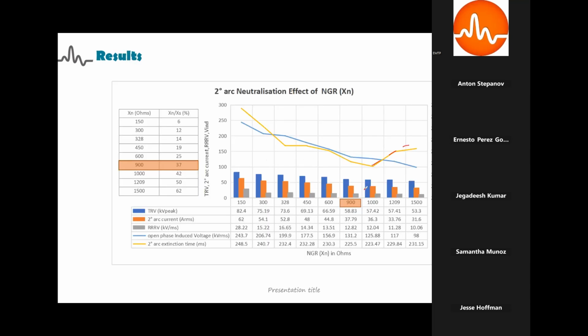Now we have selected the NGR value through analysis. What we have done is we have varied the neutral reactor value, the Xn by Xs ratio, from 6% to 62%. We observed that 37% of Xn by Xs, that is 900 ohms, is optimum for successful neutralization of the secondary arc.